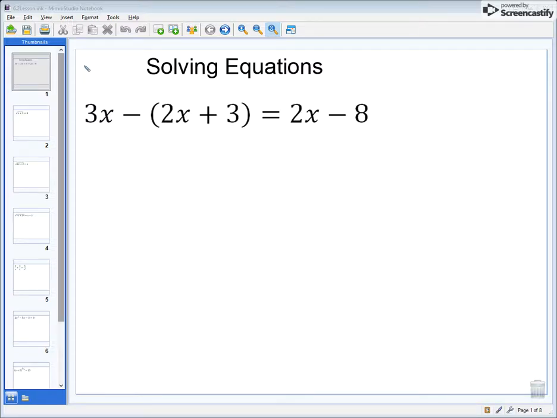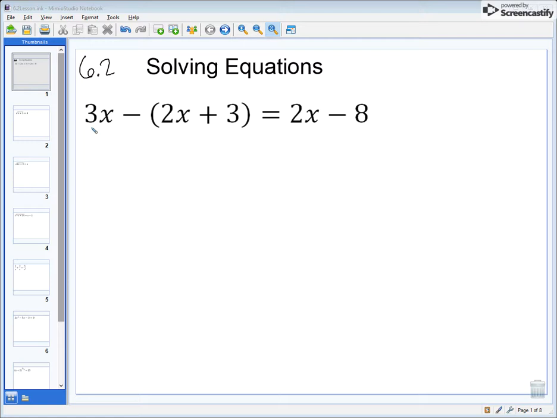Welcome back. We are now on lesson 6.2, solving equations. When solving equations, we really want to try to get all of the x's on one side and all of the numbers on the other side. Sometimes that's pretty easy, other times it's a little bit difficult. So today we're going to show you a bunch of different examples so that you can solve equations.